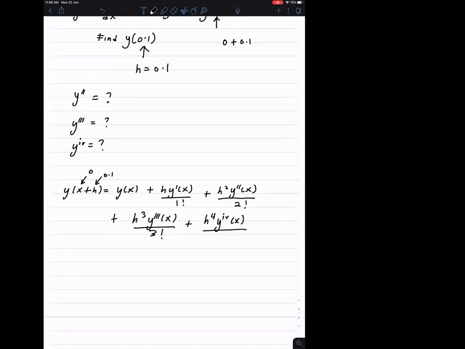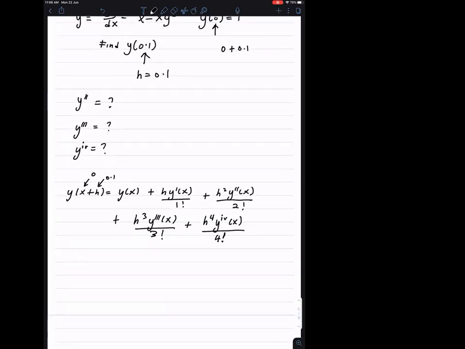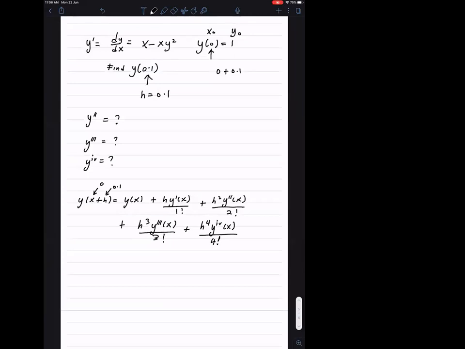The only part that you have to find, you may have some work to do finding the derivatives. So you just have to find this. It's much easier than what we did. Okay, any question?